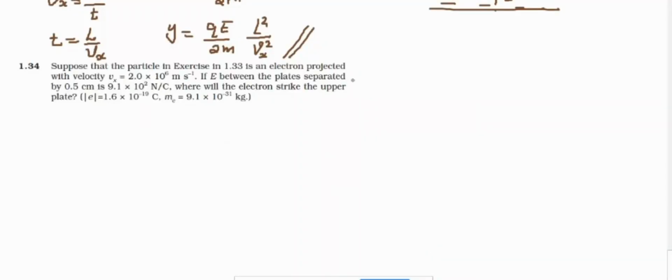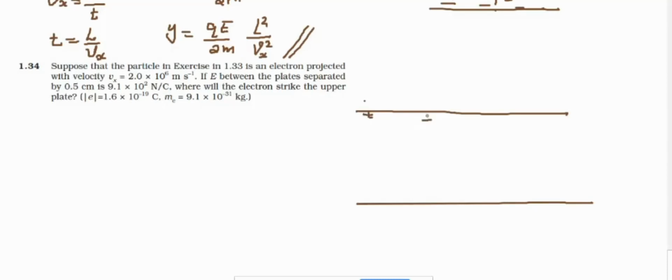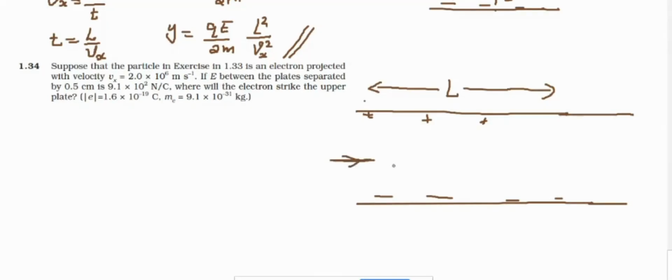Suppose the particle in the previous question is an electron projected with velocity Vx, electric field is given, and where will the electron strike the upper plate? So the same diagram we can take like this: two plates, positive plate and negative plate, edge length L. So here, when you project the electron, we assume that the electron is projected through the midpoint. Once it enters the field, electric field acting from positive plate to negative plate, now this electron will bend and it will strike at a point here, and that distance is taken as L.